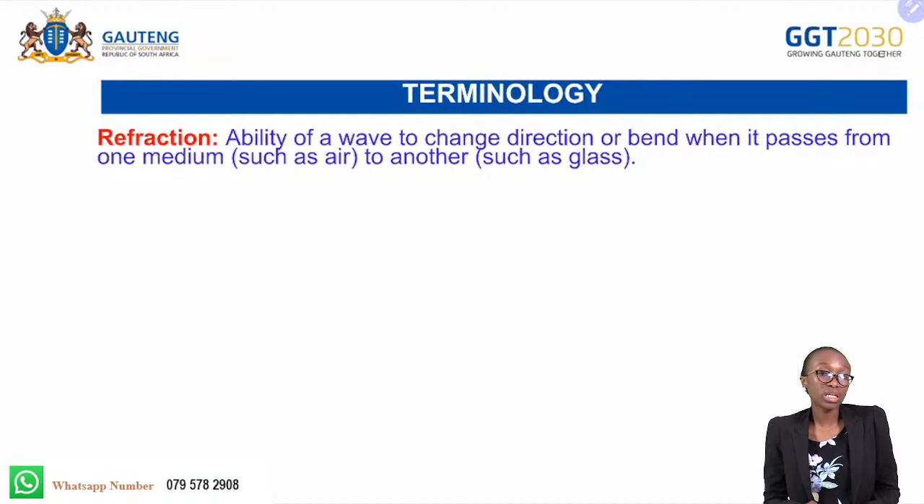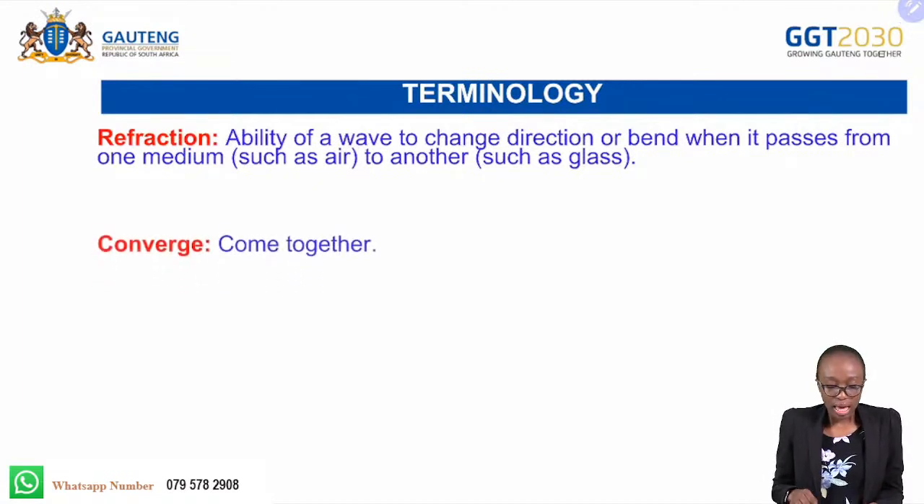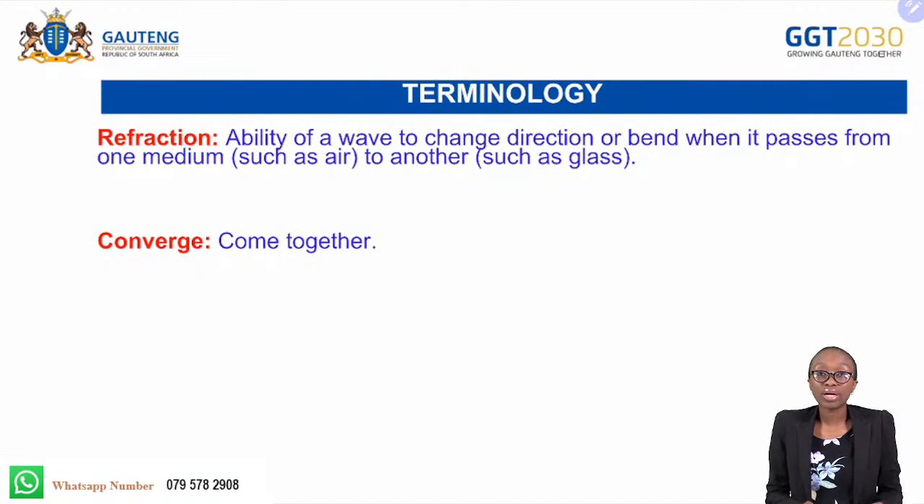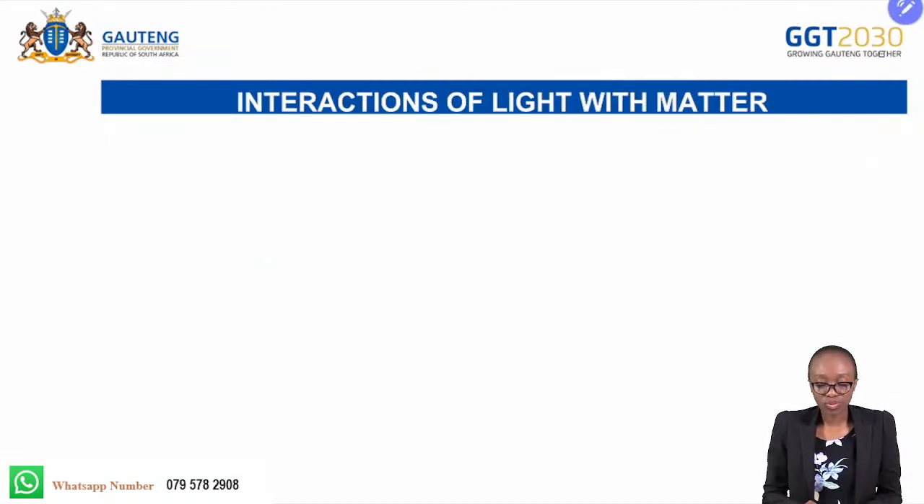Remember when light is moving in air and then passes through a glass prism, it is split. So that is the medium that we're talking about. When it passes from one medium to another medium, one could be air, and the other could be glass. Then converge means to come together, and diverge means to go in a different direction. So those are the 6 terms that we have for today.